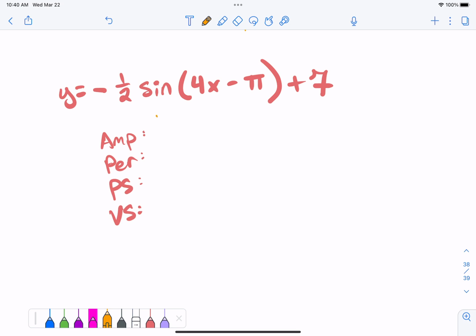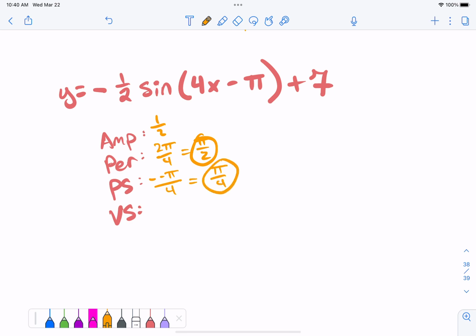You want me to write down my answers so you can check? Half period 2 pi over 4, which equals pi over 2. Phase shift negative pi over 4, which is positive pi over 4, which means to the right. If you want to put that in there, you can put right pi over 4 because it's positive now. And then up 7 and flip.